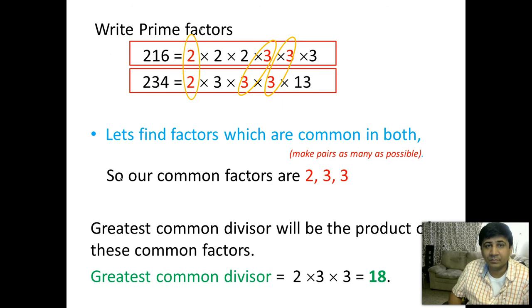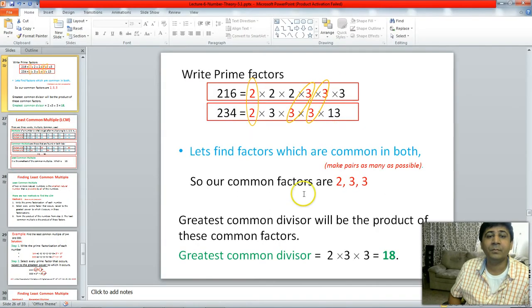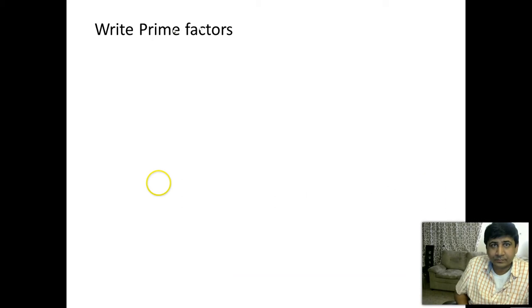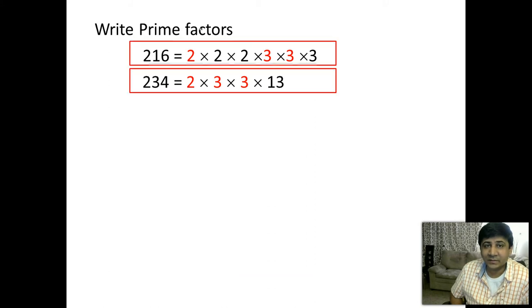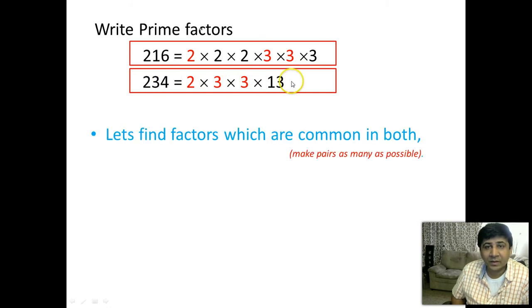There is a problem. So write down the prime factors here. What we want to do is make pairs. The prime factorization of 216 is this, the prime factorization of 234 is this. Form pairs, make as many pairs as you can. We see that 2 is there, 2 is there, so one pair. There is no other 2 here, so we cannot make any other pair. We have 3 there and 3 upstairs, so one pair there, and one pair there.